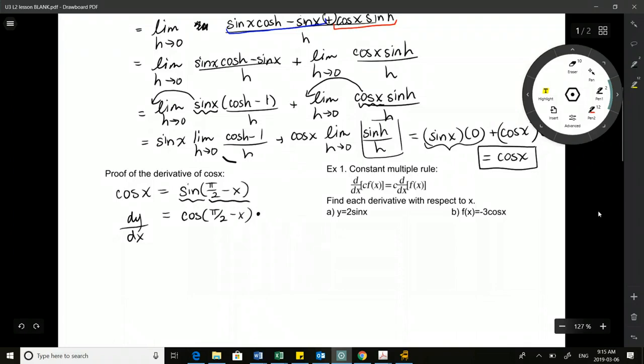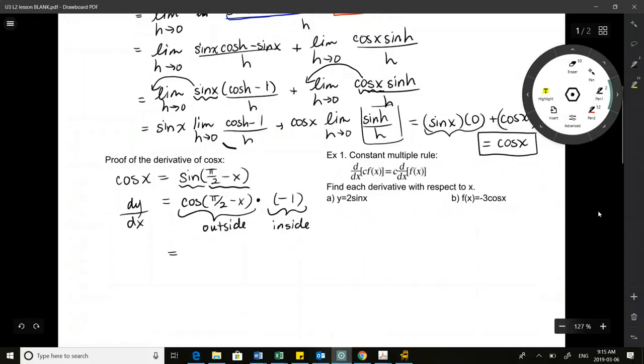But then we have to multiply it. So this is the derivative of the outside, but then we have to multiply it by the derivative of the inside. So it's like a chain rule thing. So what is the derivative of pi over 2 minus x? Keeping in mind that pi over 2 is just a number. Yeah, it's just negative 1. Good. And so we've got negative cos of pi over 2 minus x.